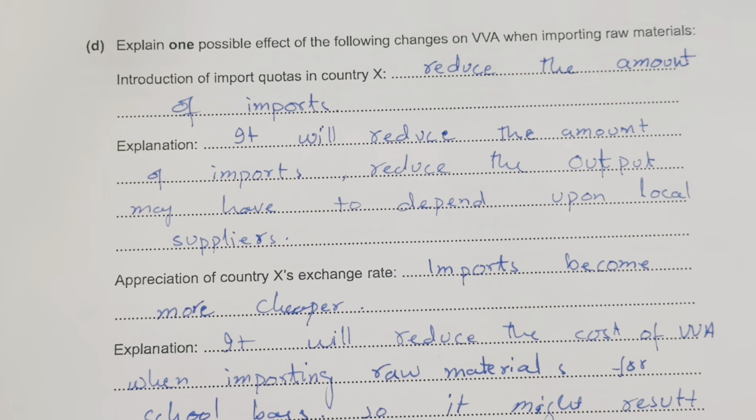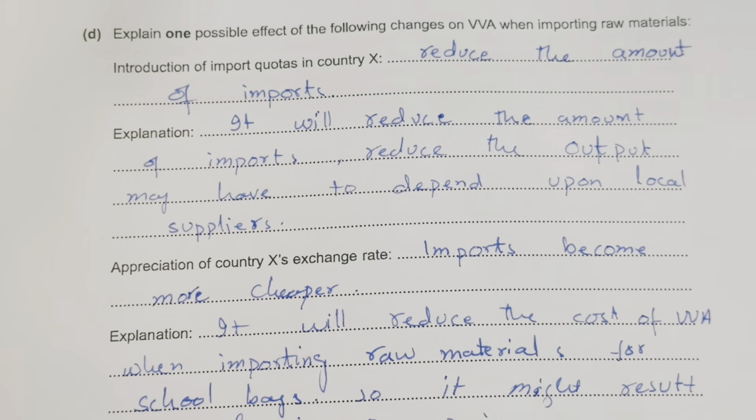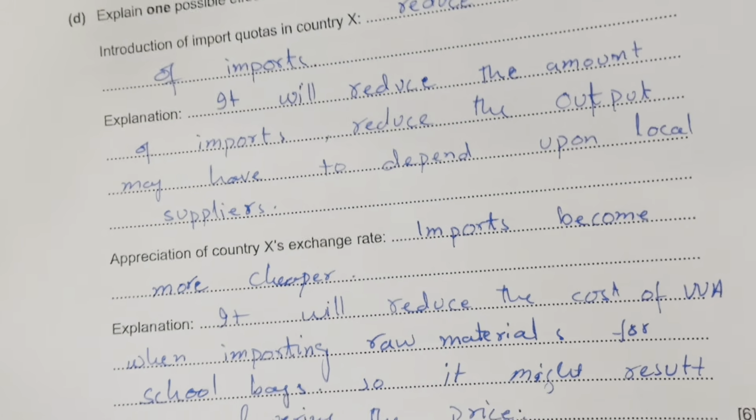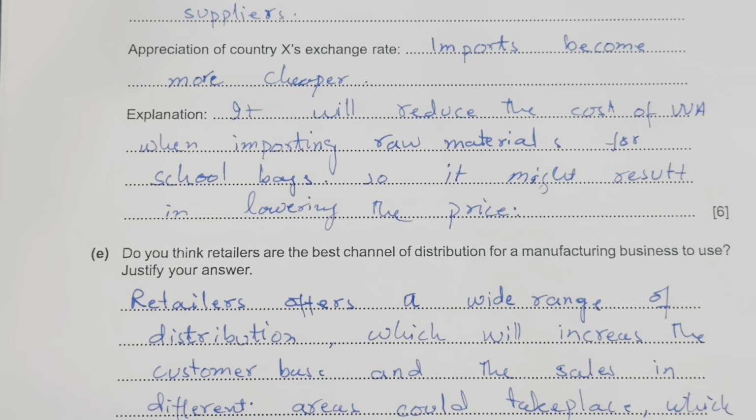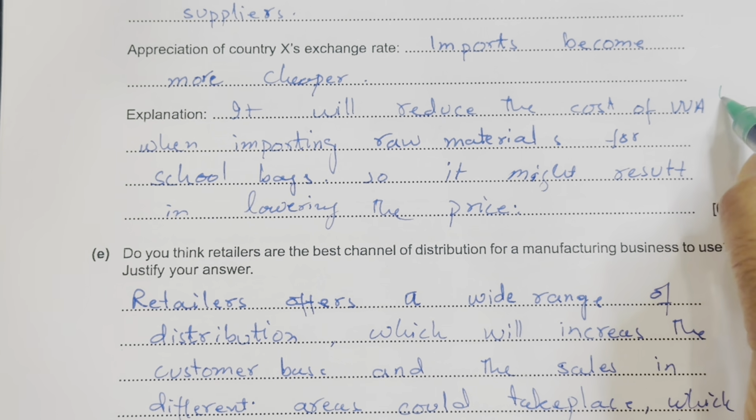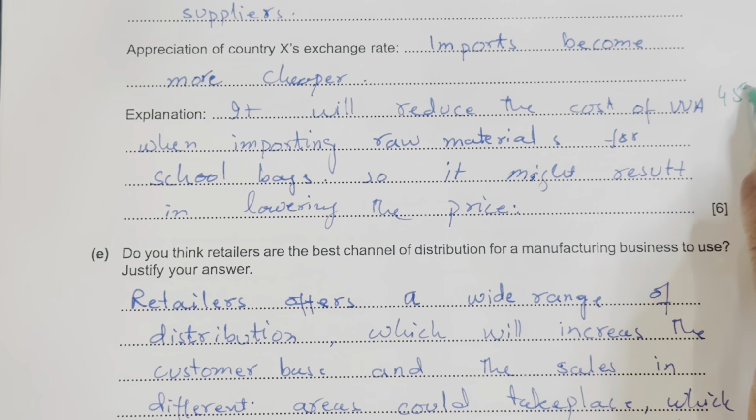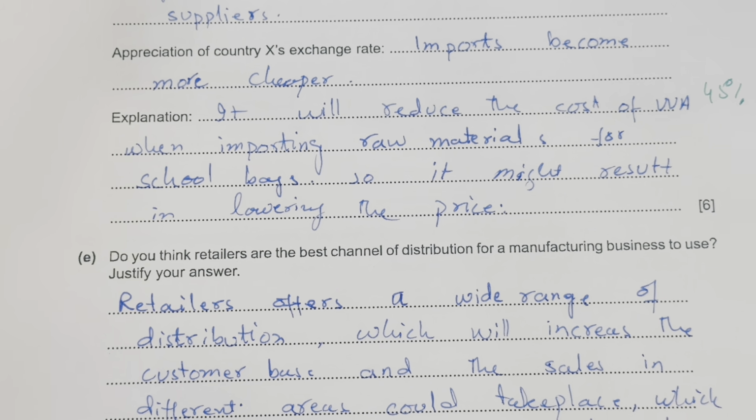Next part is the explanation: it will reduce the amount of imports, reduce the output, and VVA may have to depend upon local suppliers. Appreciation of the country's exchange rate. If the country's exchange rate rises, it will mean that imports become cheaper. It will reduce the cost of VVA. We know that 45% of VVA's raw material depends upon imports. So it will reduce the cost, and it might result in lower prices, so locals can benefit more.